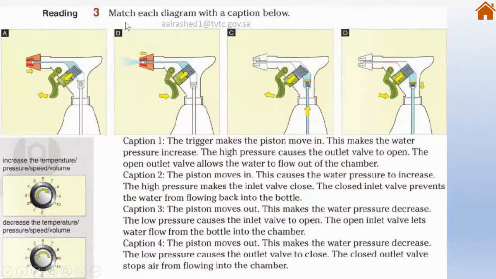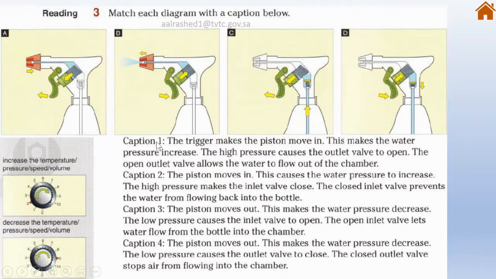Okay, we have reading here. We need to match each diagram with a caption below. These are called captions. A caption is a picture with instructions, arrows, to tell you how to do something. So we have 4. We need to match each one based on the picture. Look at the arrows. These are arrows.